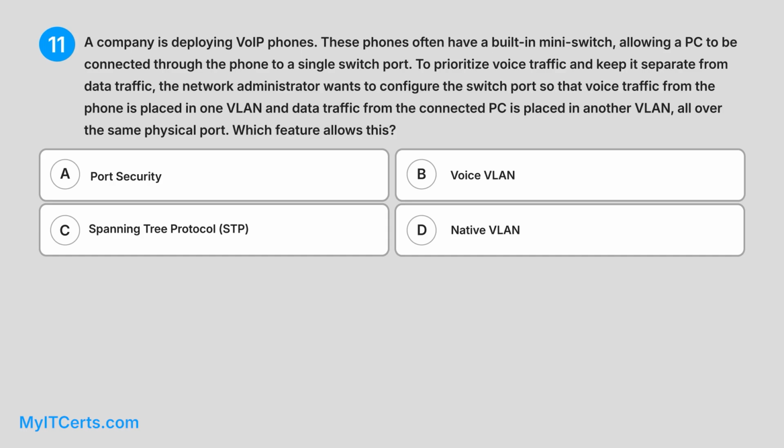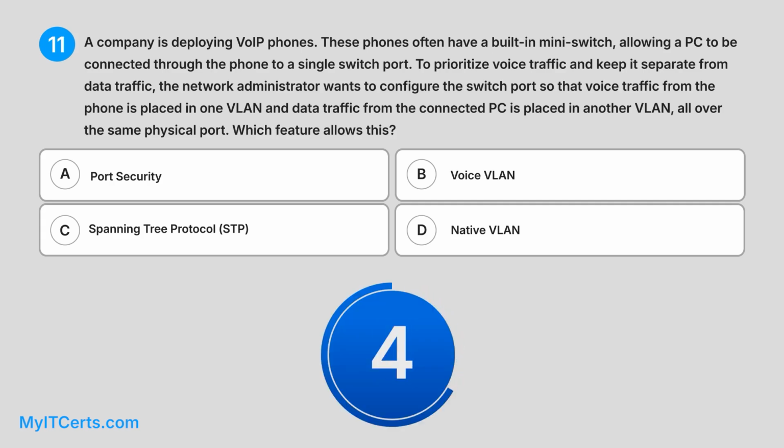port so that voice traffic from the phone is placed in one VLAN and data traffic from the connected PC is placed in another VLAN, all over the same physical port. Which feature allows this? A. Port security. B. Voice VLAN. C. Spanning Tree Protocol, STP. D. Native VLAN. What do you think is the answer?